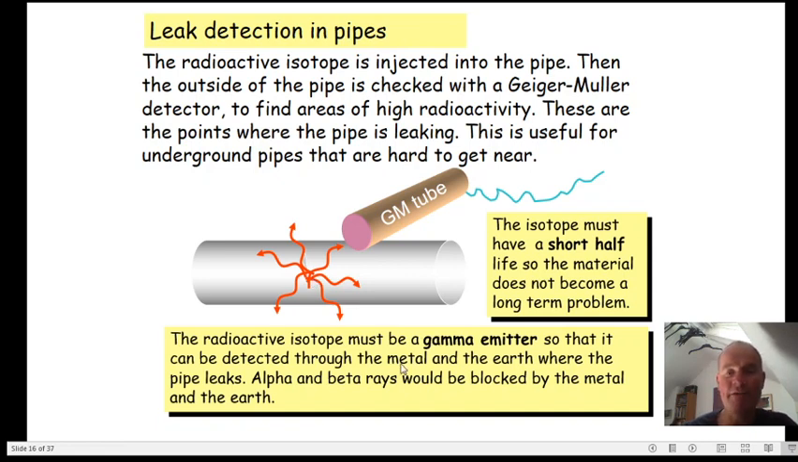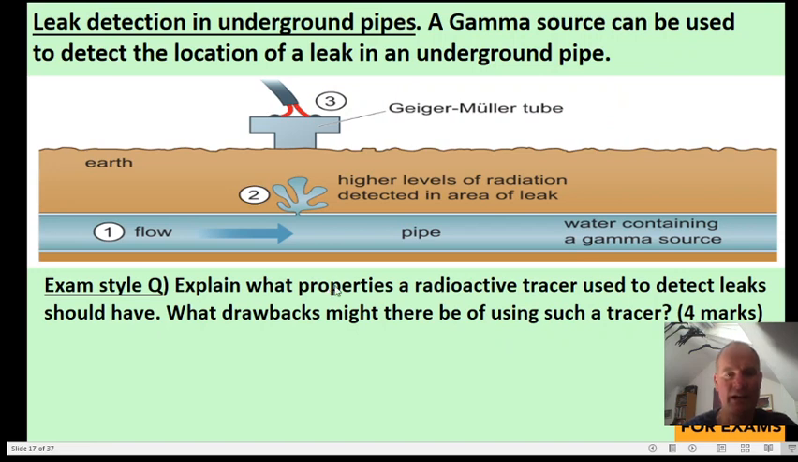But again, it must be a gamma emitter, so it can detect through any metal and earth where the pipe leaks. It's no good having alpha and beta. Alpha would be absorbed by the soil, and beta wouldn't pass through the soil either, but gamma, as we know, can. Exam style question on this topic.